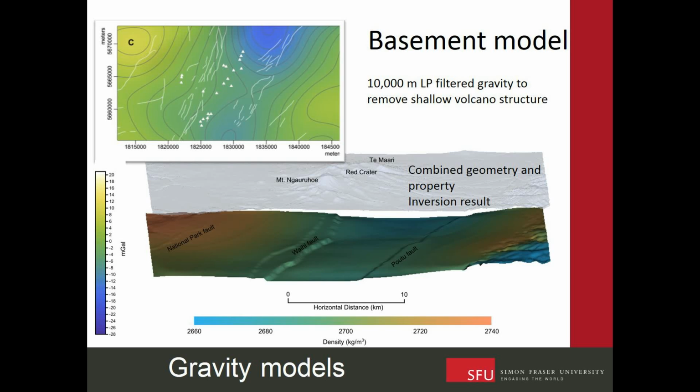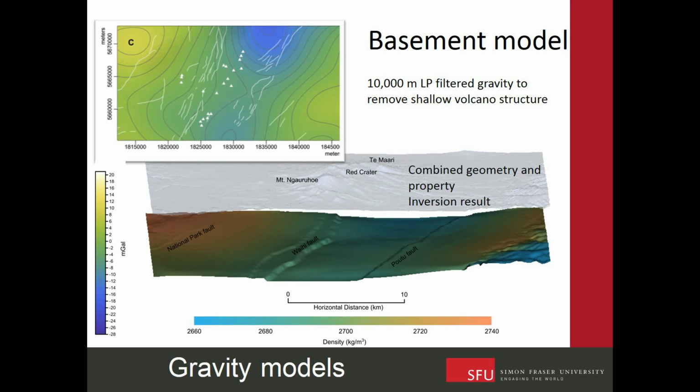So this is the low pass filtered gravity signal. So we can see we've removed the shallow effects of the volcano, and we just want to look at the basement changes underneath that. And this is actually the final gravity, the final inverted model. So what we did here was a mixture of a combined geometry and property inversion, where we're adjusting the height of the interface up and down, and alternating that with a property inversion. So we're doing alternating steps of geometry and property to come up with this best fit.